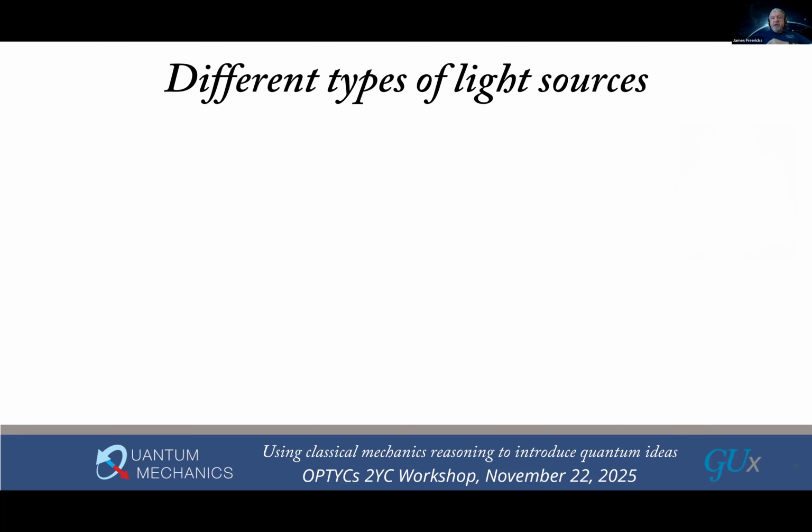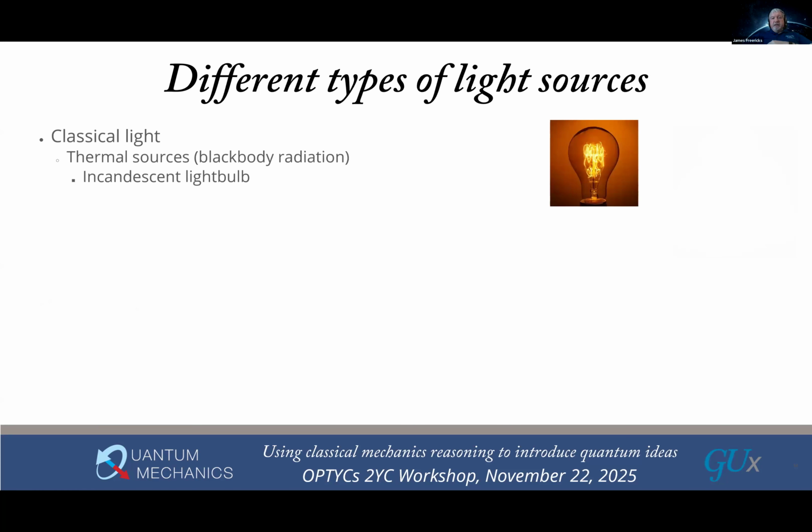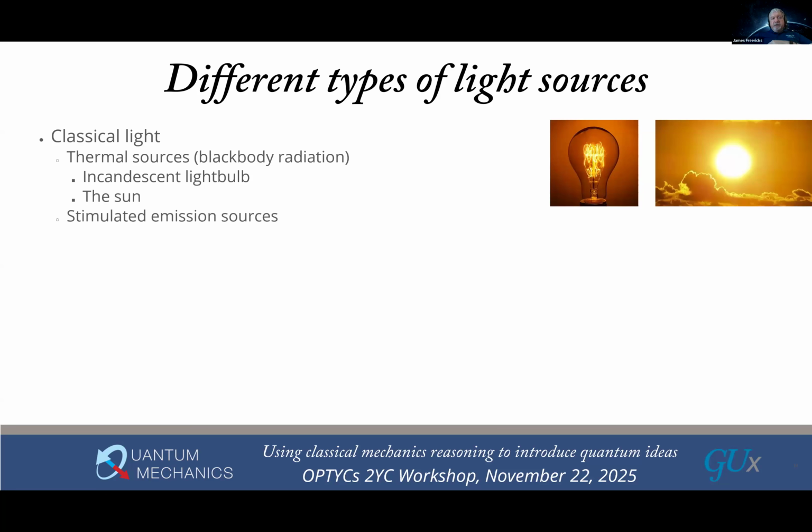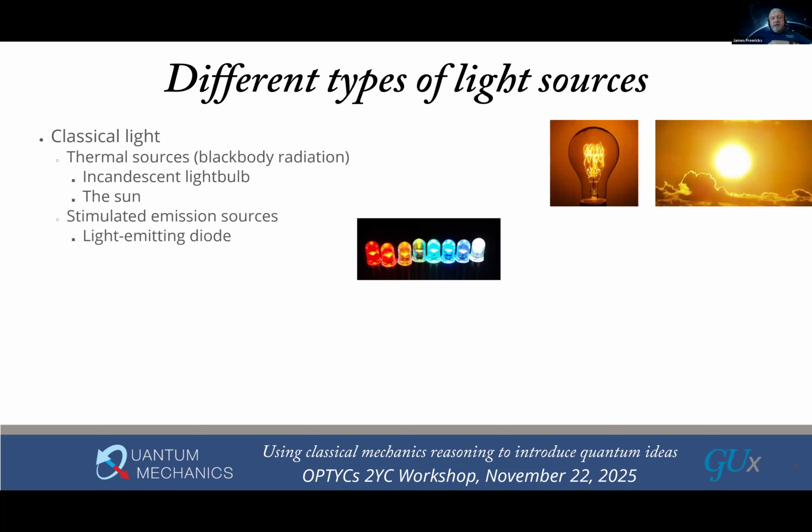What we haven't talked about are the different kinds of light sources that you might have. So classical light comes in many different ways. There are thermal sources of light, which is black body radiation. That is the incandescent light bulb, which is becoming rarer and rarer to find. Of course, the sun is a nice example of black body radiation. You also have stimulated emission sources like light-emitting diodes and lasers. Many people are surprised to learn these are also classical light sources.